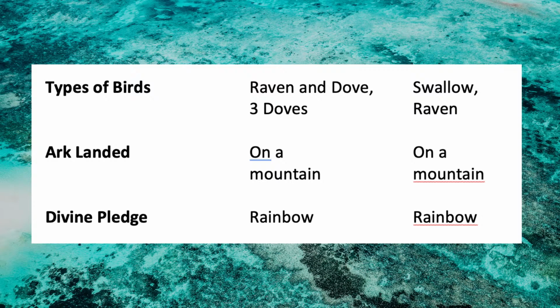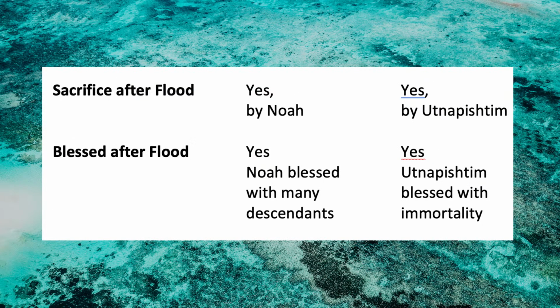The ark landed on a mountain, and then there was a divine pledge that the flood would never take place again, and that pledge was the rainbow. And that occurs in both stories. After leaving the ark, there is a sacrifice, first by Noah in Genesis, and then by Utnapishtim in the Gilgamesh epic. Both heroes are blessed after the flood. Noah is blessed with many descendants, and Utnapishtim with immortality. Noah means rest in Hebrew, and Utnapishtim means finder of life.